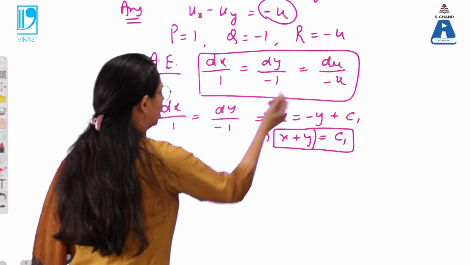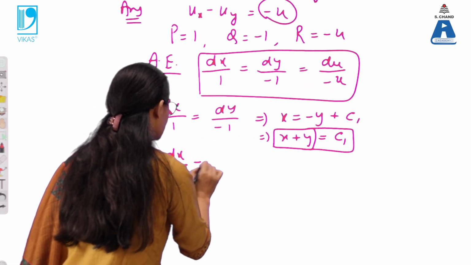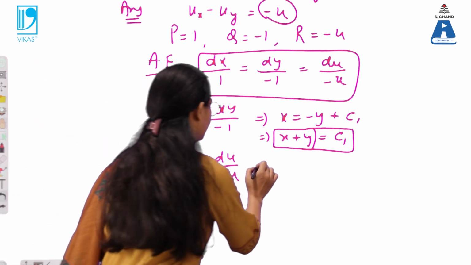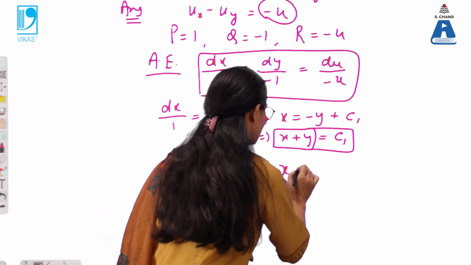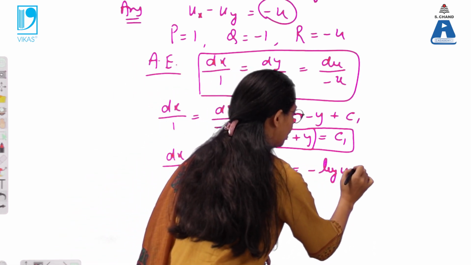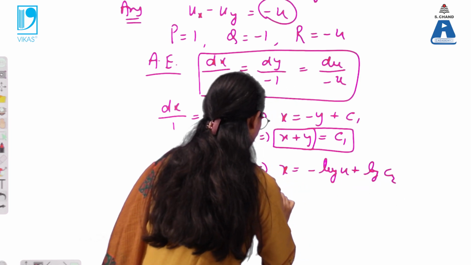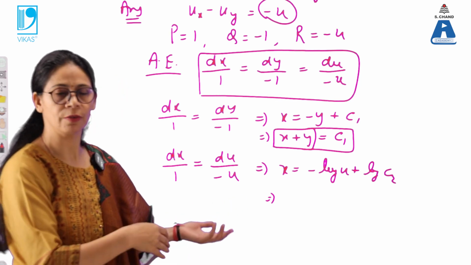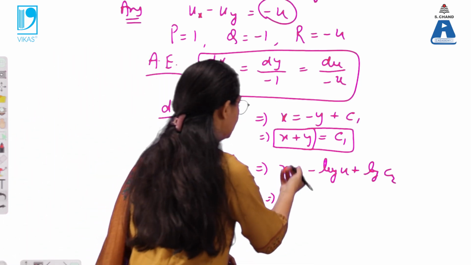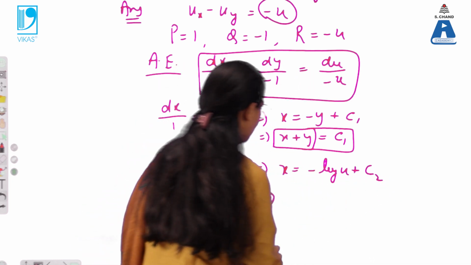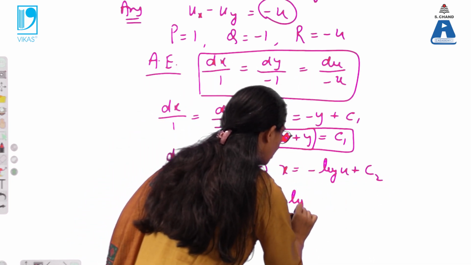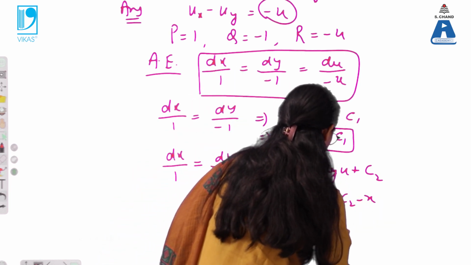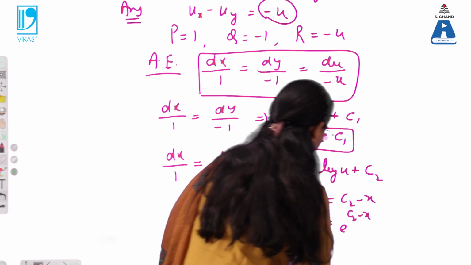Now we can take the second combination as dx over 1 is equal to du over minus u, and we need to integrate that. It comes out to be x is equal to minus log u plus log c2. We can either leave it as it is or convert it, so we write this as c2. So this can be written as log of u is equal to c2 minus x. So u can be written as e raised to the power c2 minus x.